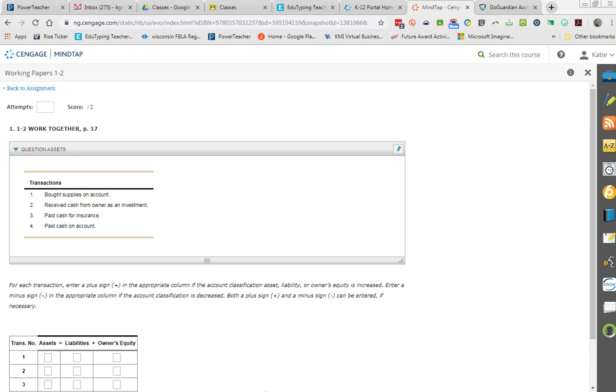Now, these three words, assets, liabilities, and owner's equity, are called an account classification. So we define assets as things we own. An actual asset account, remember, we listed them in order of liquidity. What is an example of an asset account? First thing we put on that personal net worth statement? Cash.